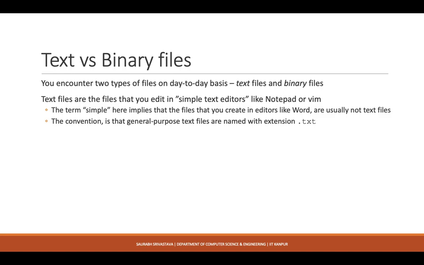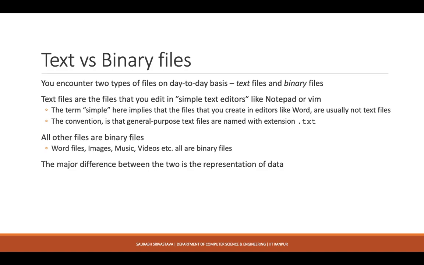The convention is that a general purpose text file is named with the extension .txt, right? So usually if you see a .txt file, these are the kind of files that we actually call text files. All other files which are not text files are binary files. Files created in Microsoft Word, images, music, videos, all these are essentially binary files. The actual difference between these two is just the representation of data within the file.